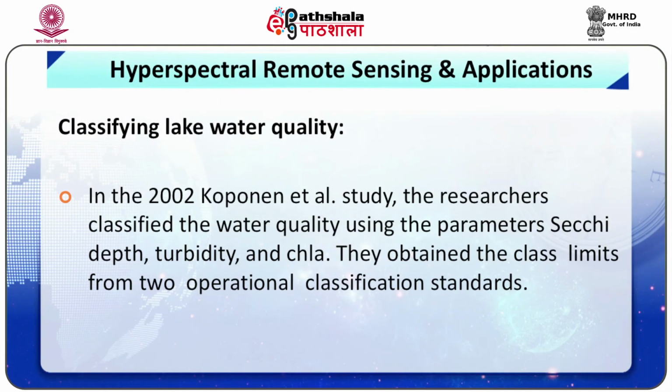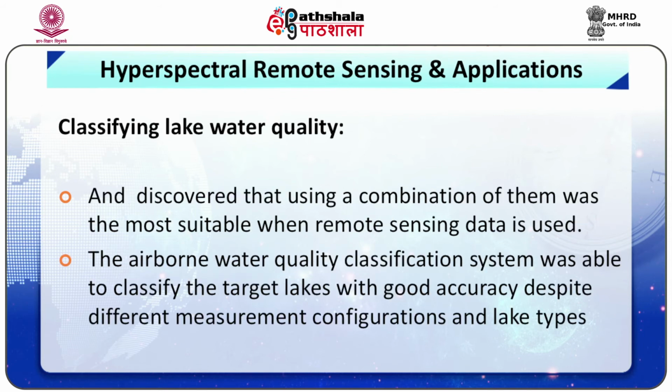In 2002, Kapunin, the researcher, classified the water quality using parameters such as Secchi depth, turbidity and chlorophyll A. They obtained the class limits from two operational classification standards. A combination of them was the most suitable when remote sensing data is used, because the classification was possible even without concurrent ground truth data. They discovered that the operational classification with remote sensing data is possible. Their classification accuracy ranged from 76% to 90%.